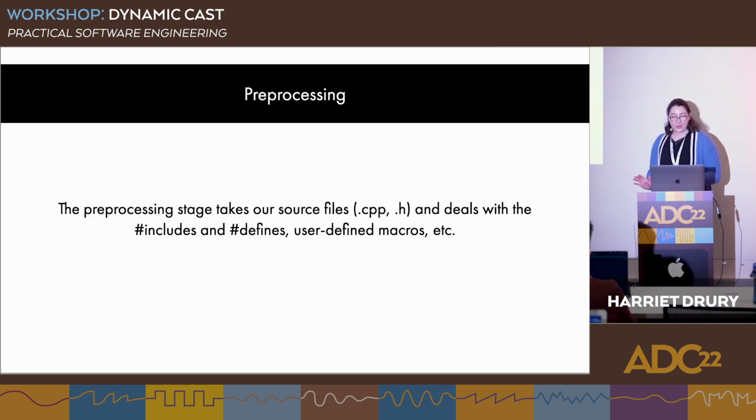So just a quick note on pre-processing, that's where we have our source files. If you've worked in C++ before, you know this: .cpp, .h, and it deals with all our includes and defines at the top. It basically dumps out a huge file of everything and your user-defined macros with the define tags and stuff like that. It all gets dumped into one long file at the pre-processing stage.